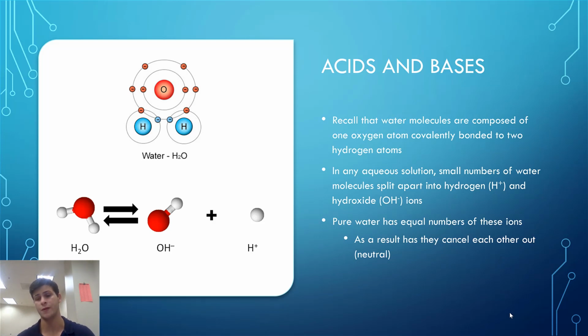However, in any aqueous solution, small numbers of water molecules split apart. Basically, oxygen can be kind of an electron hog, and so the force that oxygen holds onto those electrons can be so powerful that it actually can kick one of the hydrogens out of the covalent bond. Basically, what happens here is that the oxygen is now covalently bonded to just 1 hydrogen, but it has that extra electron, so it's technically actually an ion. And so this is called OH- because it is just an oxygen and a hydrogen atom, and it has an extra electron, so it's also an ion.